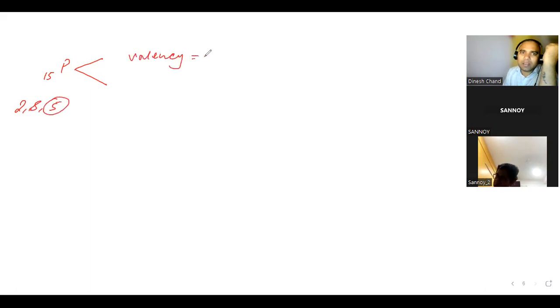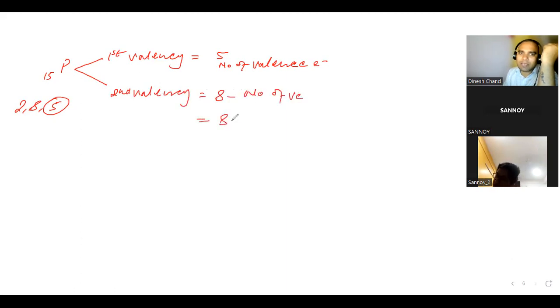See, phosphorus is there, atomic number 15, so the configuration is 2, 8, 5. So one valency is what? It will be 5, the number of valence electrons. Maximum valency is the number of valence electrons. This is the first valency. And what is the second valency? How can we calculate the second valency? Second valency means 8 minus the number of valence electrons. So 8 minus 5 is going to be 3.